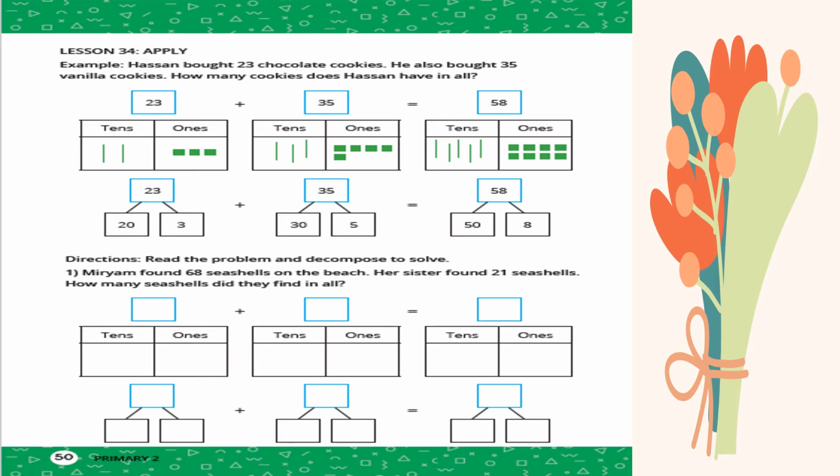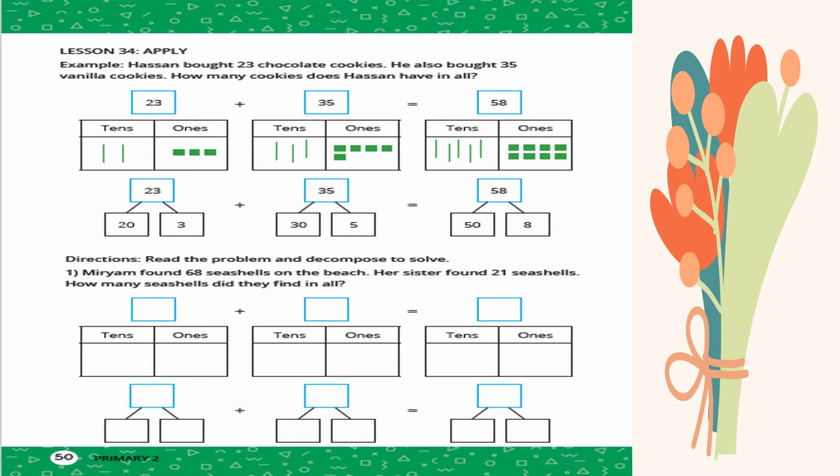35. How many sticks do we have? 3. How many small squares? 5. 58. How many sticks? 5. How many small squares? 8. Let's decompose 23. 20 plus 3. Let's decompose 35. 30 plus 5. Let's decompose 58. 50 plus 8.